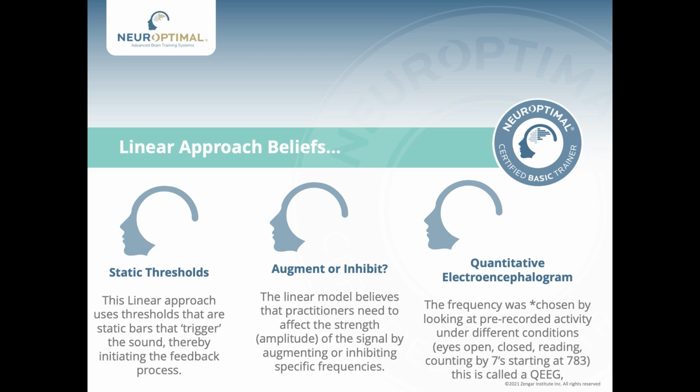So the linear model really has this belief system that the practitioner will affect the strength of that signal. And remember, we called the strength the amplitude. When it wants more or a stronger signal, they are augmenting it. When they want less, they are inhibiting it. Now remember, all they have is the one frequency and the strength of the signal. So the best way for them to augment or inhibit is to put those thresholds up.